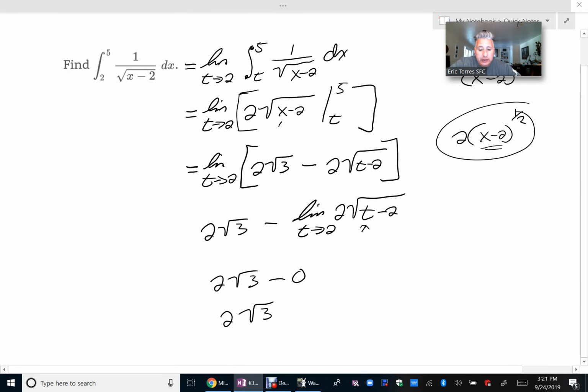Hopefully this makes sense. And again, I now have an improper integral type 2, which is convergent to 2 square root 3.